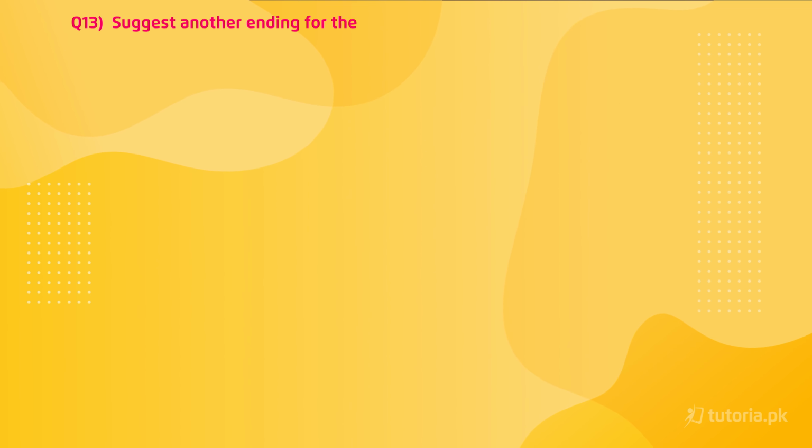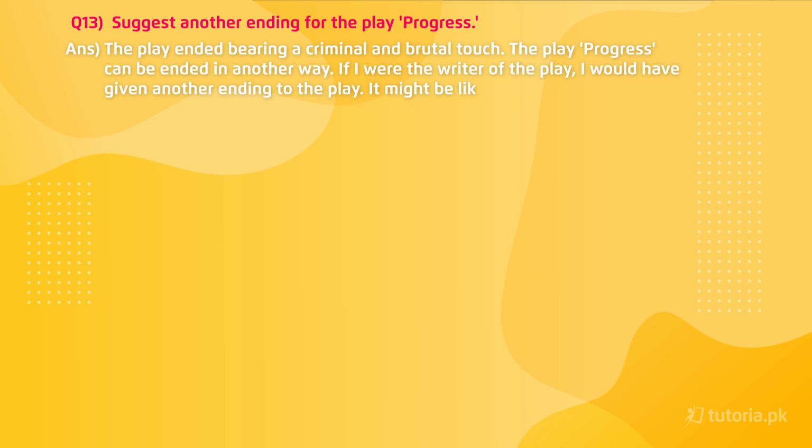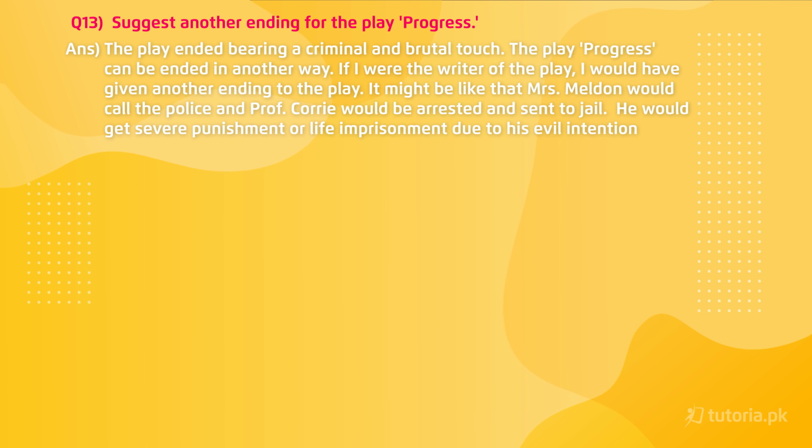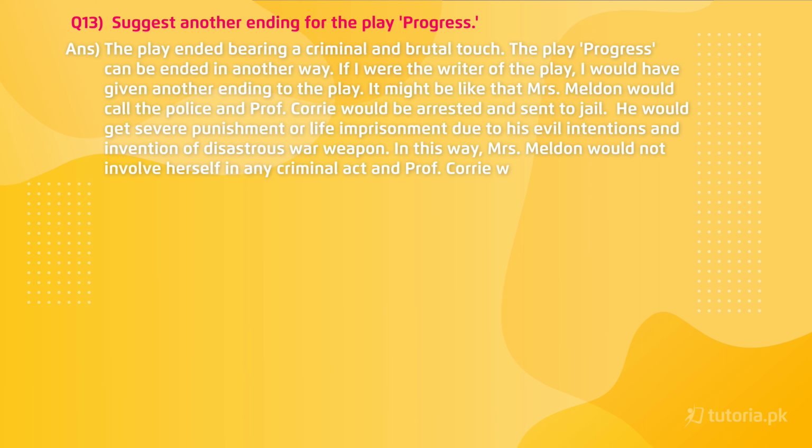13th question. Suggest another ending for the play Progress. Answer. The play ended bearing a criminal and brutal touch. The play Progress can be ended in another way. If I were the writer of the play, I would have given another ending to the play. It might be like that Mrs. Meldon would call the police and Professor Corey would be arrested and sent to jail. He would get severe punishment for life imprisonment due to his evil intentions and invention of disastrous war weapon. In this way, Mrs. Meldon would not have been involved herself in any criminal act and Professor Corey would get the desired punishment.